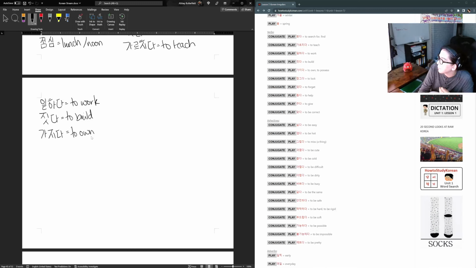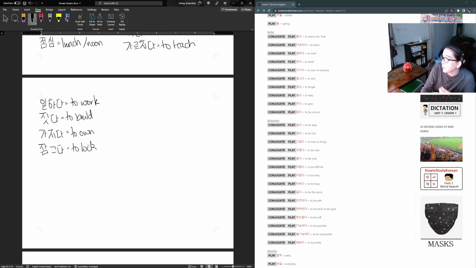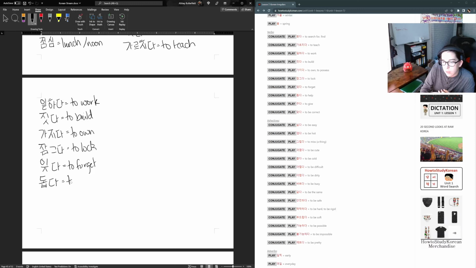Then we have 잠그다. Which is to lock. 잊다. To forget. And 돕다. To help.